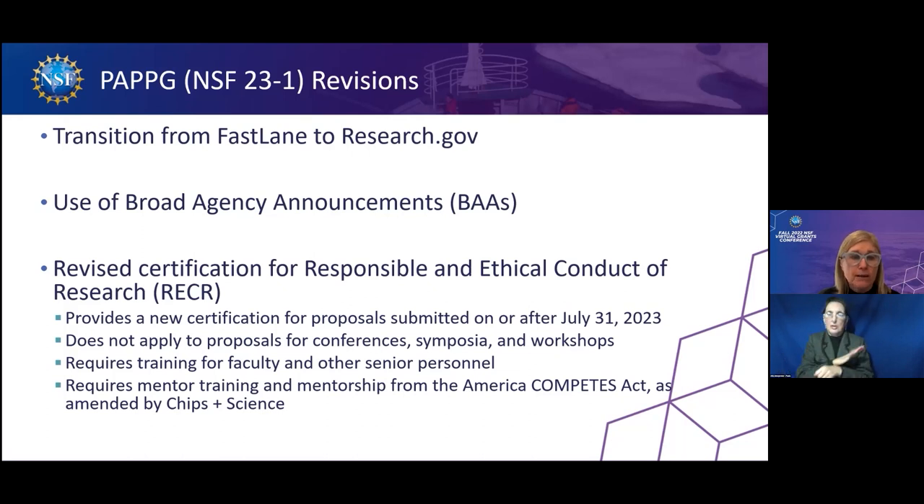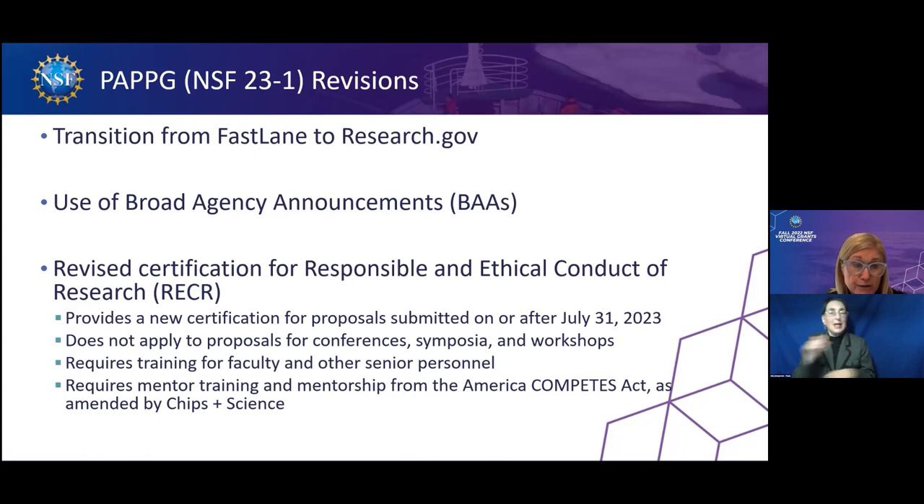As I've already mentioned, we are transitioning from Fastlane to research.gov. In accordance with Important Notice 147, which was issued in 2020, NSF included for the first time a date by which the foundation would no longer accept proposals in Fastlane. The Important Notice specified the end of 2022 as the date new proposal preparation in Fastlane would cease to exist. The PAPPG has been revised to remove Fastlane as a submission option for any new proposals submitted or due on or after January 30th, 2023.